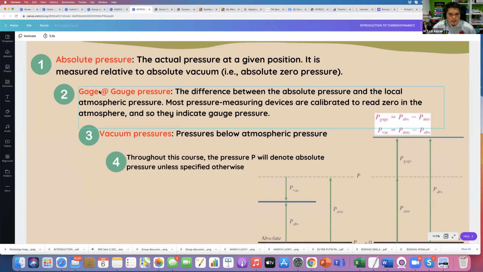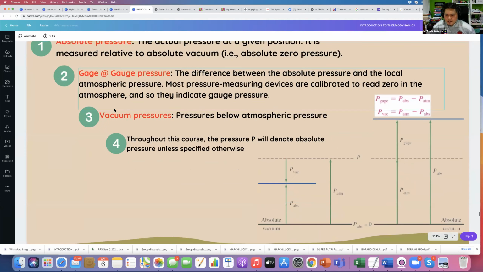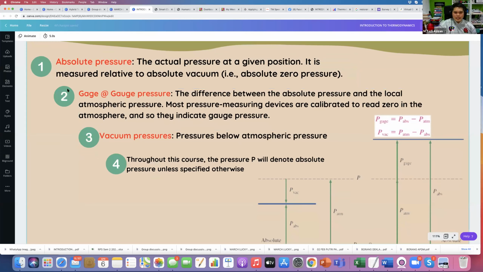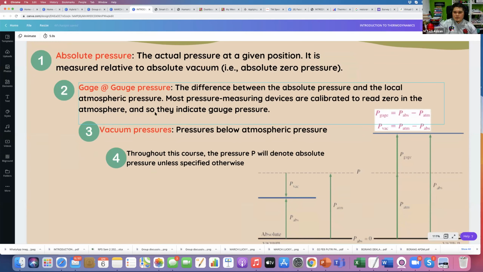Absolute pressure. So there are different types of pressure here: absolute pressure, gauge pressure, as well as vacuum pressure. Absolute pressure is the actual pressure at a given position. It is measured relative to absolute vacuum, which is absolute zero pressure. But the gauge pressure is the difference between the absolute pressure and the local atmospheric pressure.